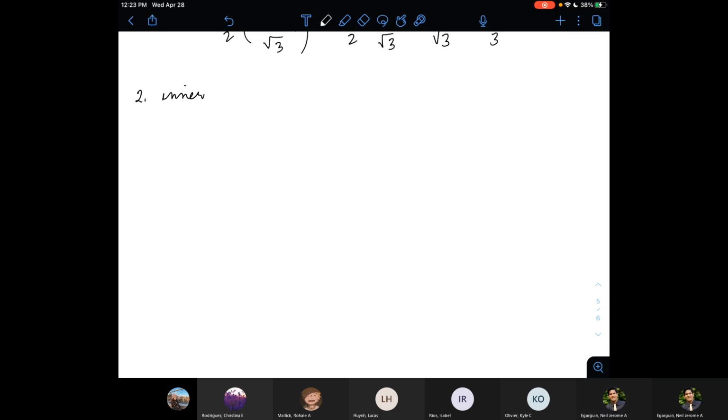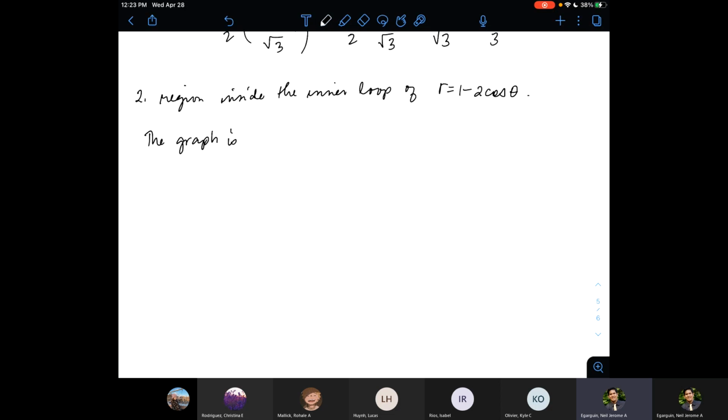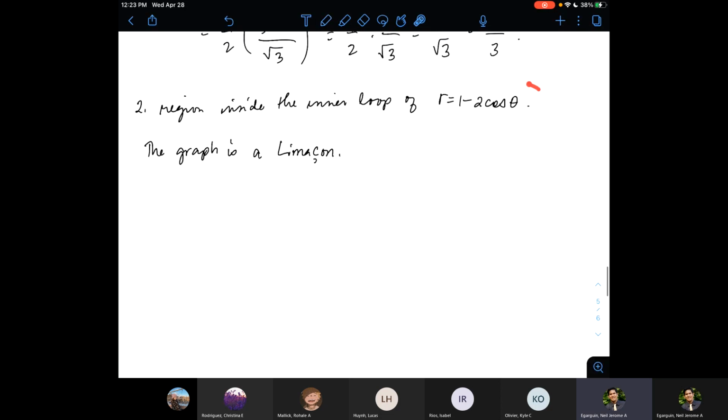Find the area inside the inner loop. So region inside the inner loop of r equals 1 minus 2 cosine theta, right? So note the graph is a limaçon, right? If you look at this, it is of the form r equals a minus b cosine theta, so it will be a limaçon. In particular, a over b is equal to 1/2, less than 1, so we have a limaçon with a loop, right?